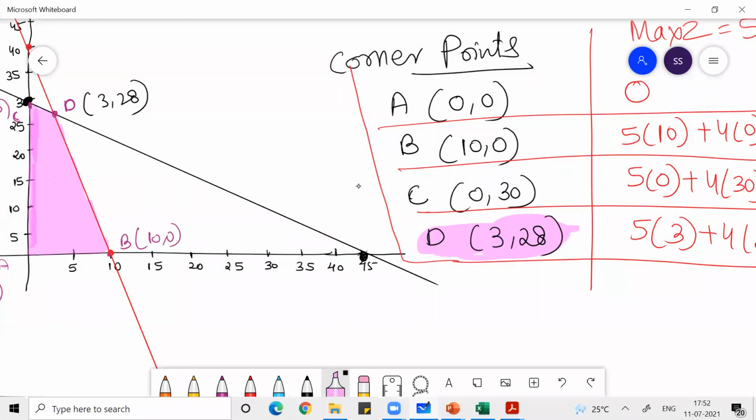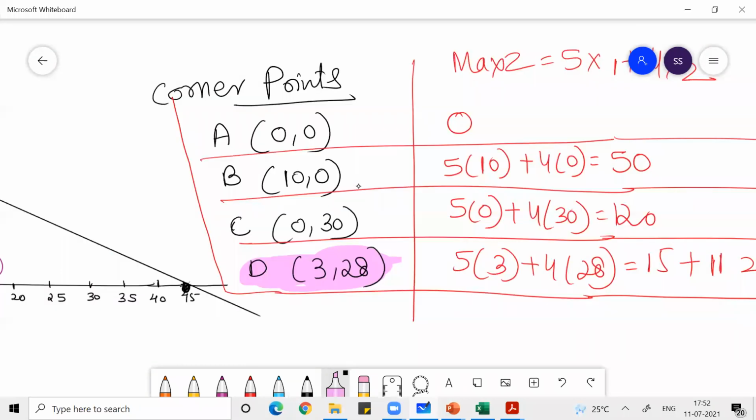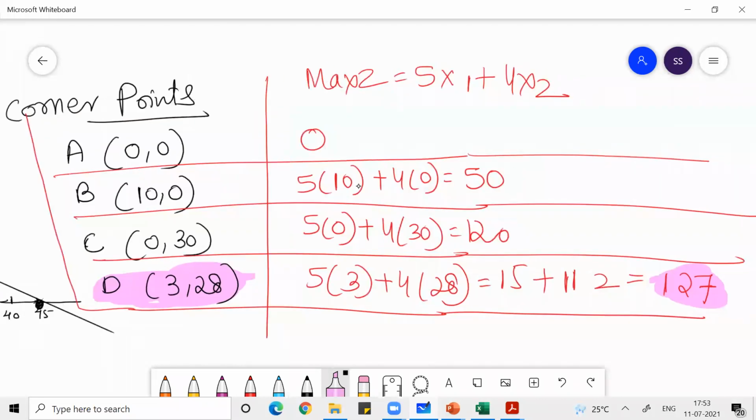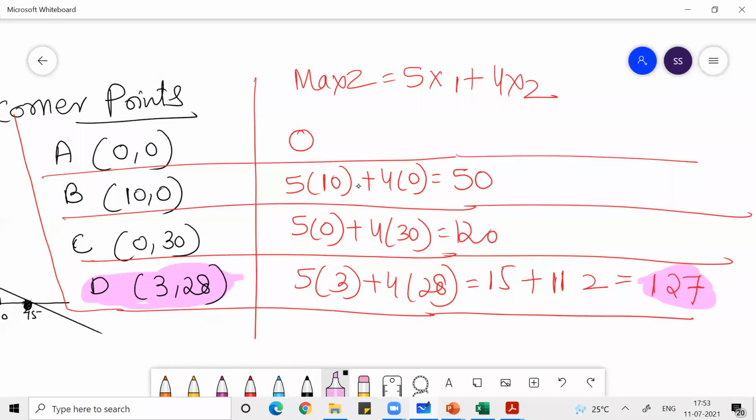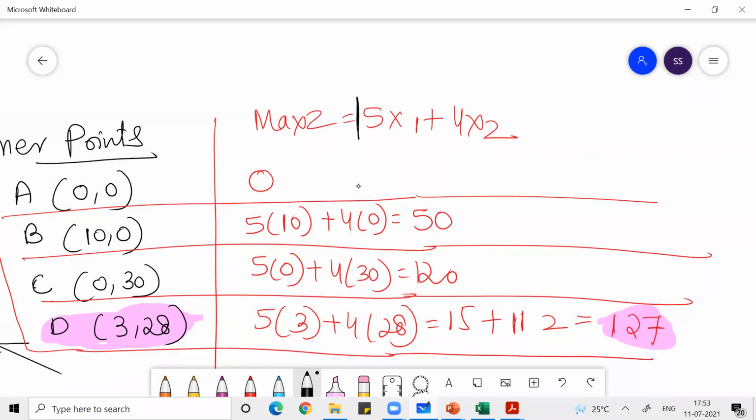Okay, sir. So then what you are trying to do, sir? We put these coordinates in the objective function. The objective function was 5x1 plus 4x2, and we'll see where we get the maximum value. So in this equation, 5x1 plus 4x2, put x1 0, x2 0. See what value of z you get.